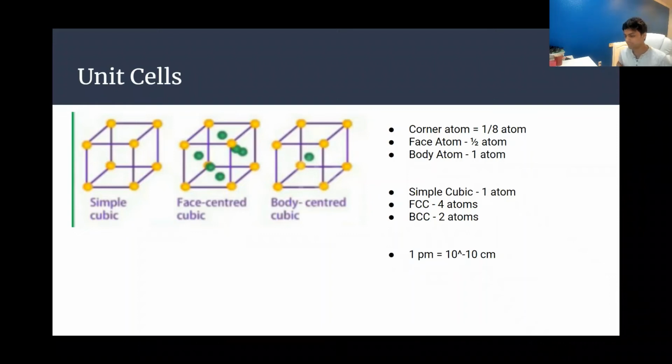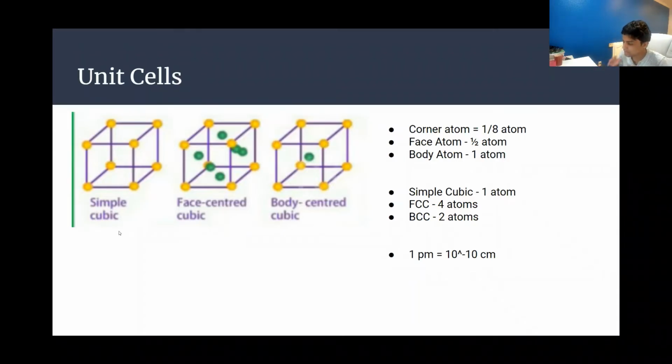Unit cells. Unit cells are essentially the simplest unit of a lattice that can be replicated many times to form that lattice. You know what I mean? In the USNCO, they'll test you on how many atoms are in a unit cell, or to calculate the density or molar mass. So, each corner atom counts as 1/8 of an atom. Each face atom counts as 1/2 of an atom. And each body atom counts as 1 atom.